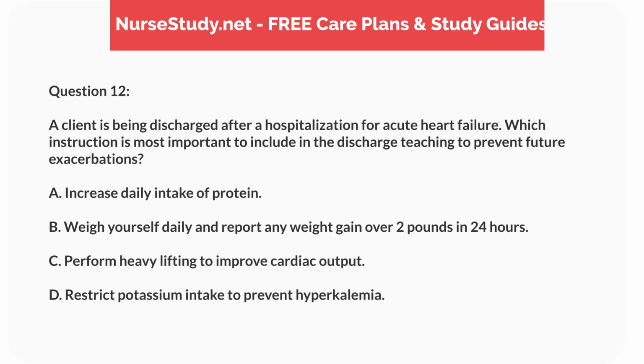Question 12. A client is being discharged after a hospitalization for acute heart failure. Which instruction is most important to include in the discharge teaching to prevent future exacerbations? A. Increase daily intake of protein. B. Weigh yourself daily and report any weight gain over 2 pounds in 24 hours. C. Perform heavy lifting to improve cardiac output. D. Restrict potassium intake to prevent hyperkalemia.